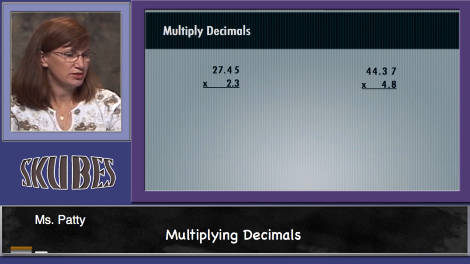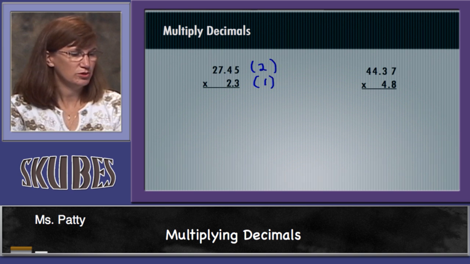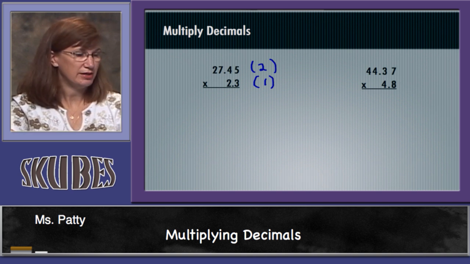Let's do a couple of more practice problems. Again, first thing, count the number of decimals. We have 2 in our multiplicand. We have 1 in our multiplier. And let's do our multiplying.